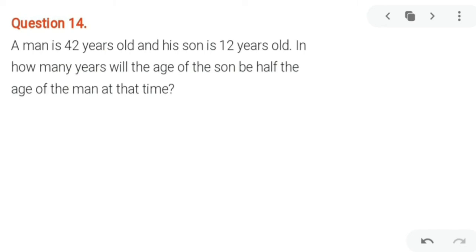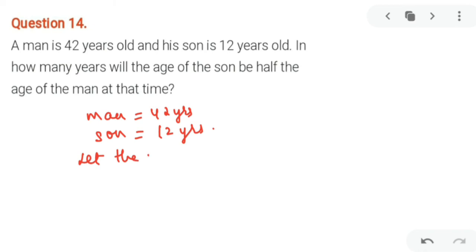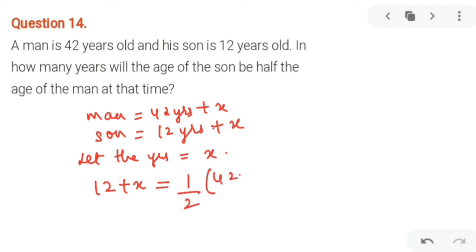And it says a man is 42 years old and his son is 12 years old. So it is given that man is 42 years and son is 12 years. In how many years will the age of son be half the age of man? In how many years? So we do not know in how many years. So we will write let the years be x. And you add that x on both the man and son. And now it says that son, that is 12 plus x, will be half of 42 plus x, that is man. This will be the equation.